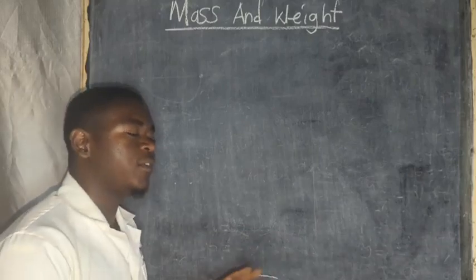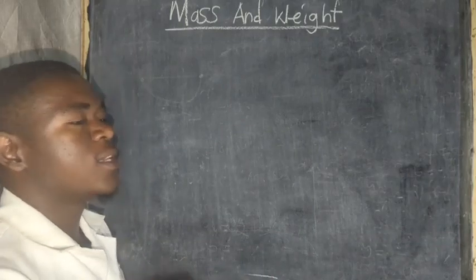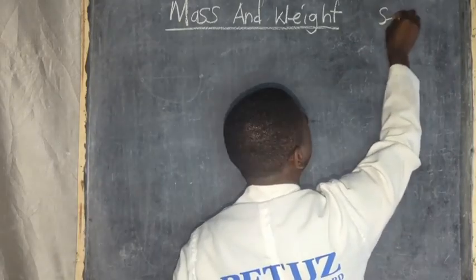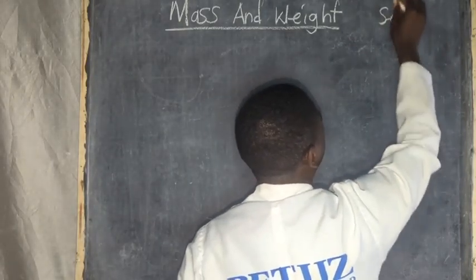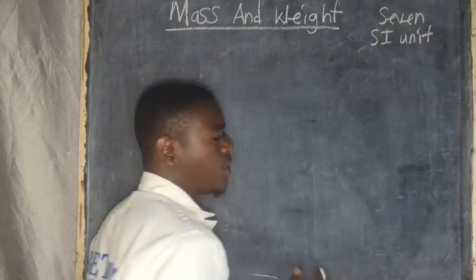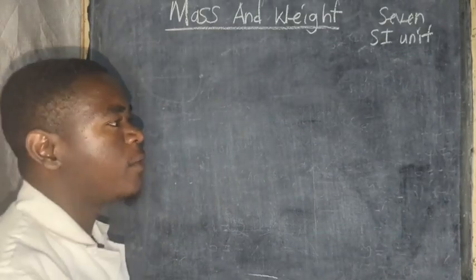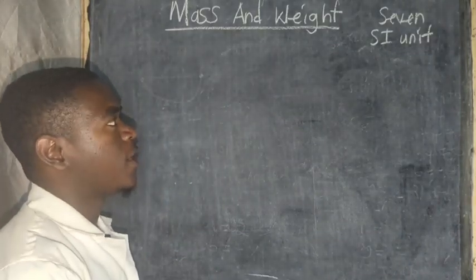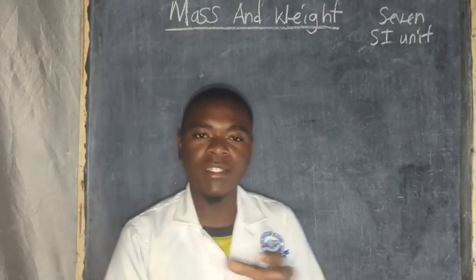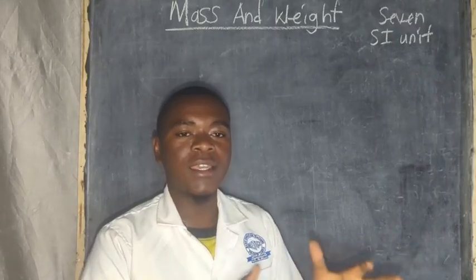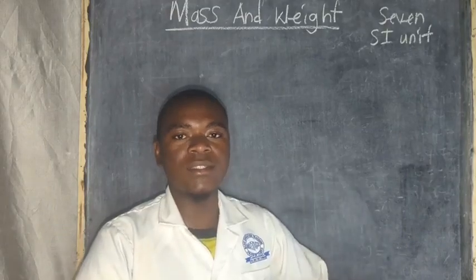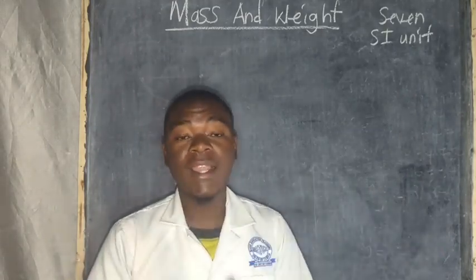Before I go any further, there are what we call 7 fundamental SI units, or rather 7 fundamental physical quantities. A physical quantity is anything that can be measured. And we've got 7 fundamental physical quantities that you are supposed to know and understand.